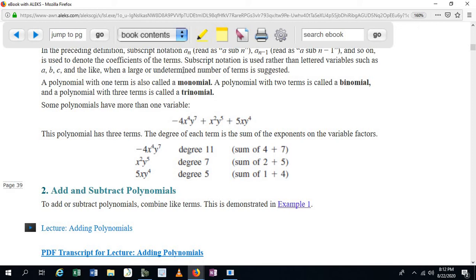Now, if a polynomial only has one term, then it's called a monomial. Mono meaning one. If it has 2 terms, it's called a binomial. And if it has 3 terms, it's called a trinomial. So this right here has 3 different terms, so that's called a trinomial. Whereas this one right here only has 1 term, and so that's a monomial. This is a monomial, and this is a monomial as well.